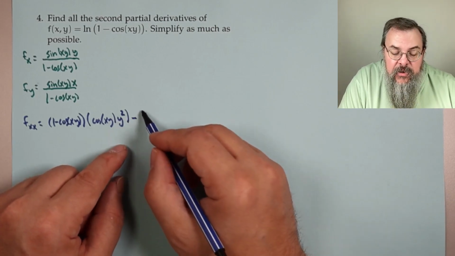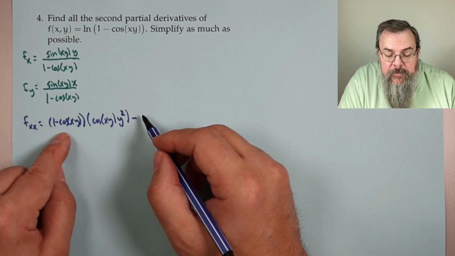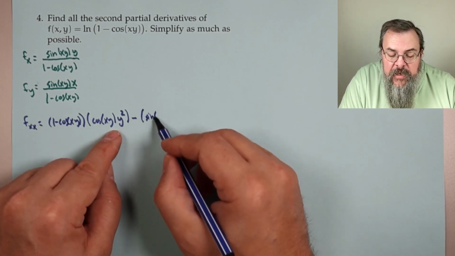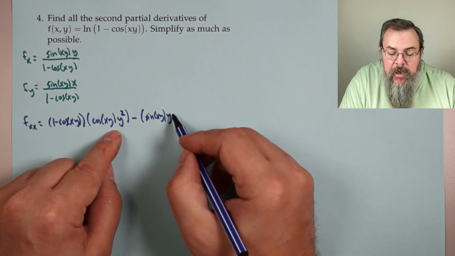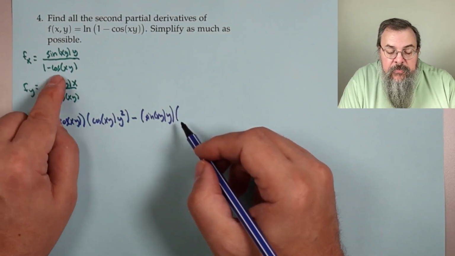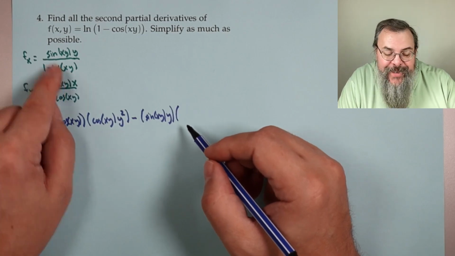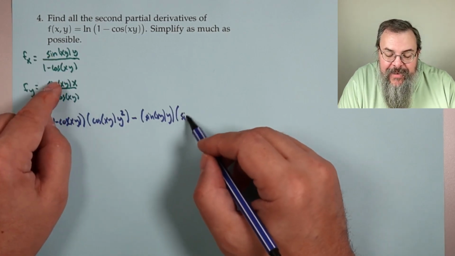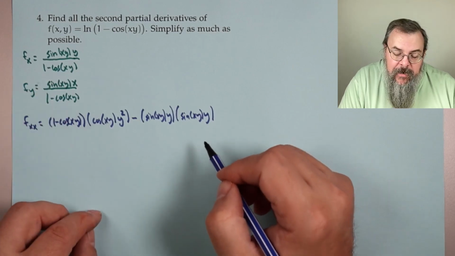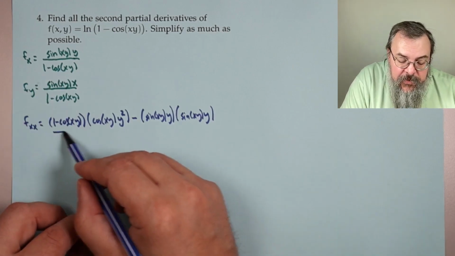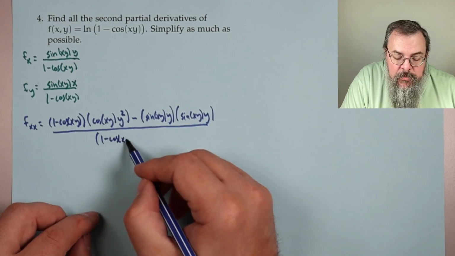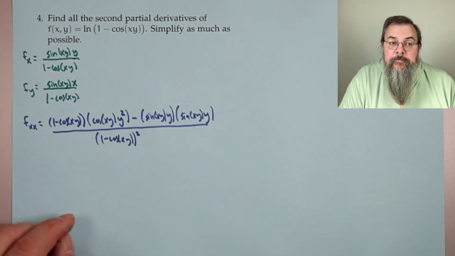Subtract. Okay, so we've done the bottom times the root of the top. So we're going to subtract the top, sine of xy times y, times the root of the bottom. Well, the root of the bottom, we've actually done this before. It's going to be sine of xy times y. All right. All of that divided by the bottom term squared.